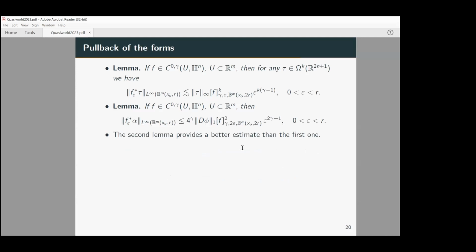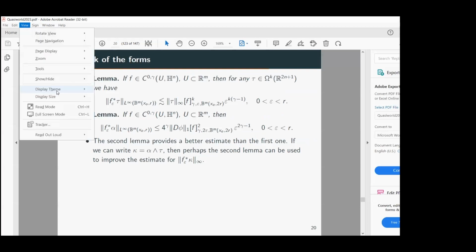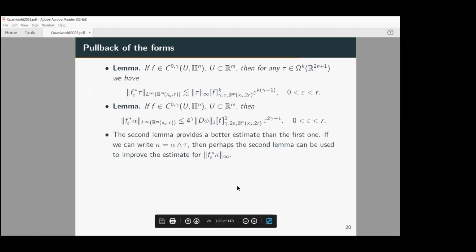Now suppose that we have a form kappa which can be represented as the wedge product of the contact form alpha and tau. Then for such a form, we can get a better estimate than the estimate from the first lemma, because we can apply the first lemma to estimate tau, and the second lemma to estimate alpha. So if we know that kappa is a product of alpha and tau, we can get a better estimate than the one coming from the first lemma. Not as good as the estimate coming from the second lemma, but better than the one from the first lemma.